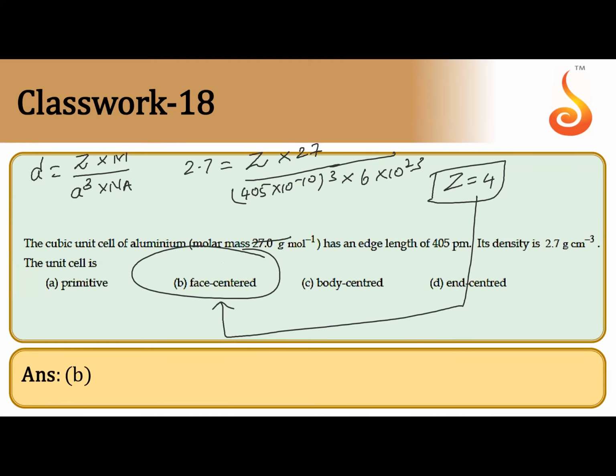Primitive is a simple cubic unit cell: 8 into 1 by 8, Z value is equal to 1. Total number of atoms, corners only. For end-centered, if you take one pair of opposite faces, you will have atoms only there. So it is 1 by 2 into 2 faces, which is 1. Corners 8 into 1 by 8 is 1. 1 plus 1 is 2. So for primitive it is 1 and for end-centered it is 2. That is the Z value. Okay. Question number 19.